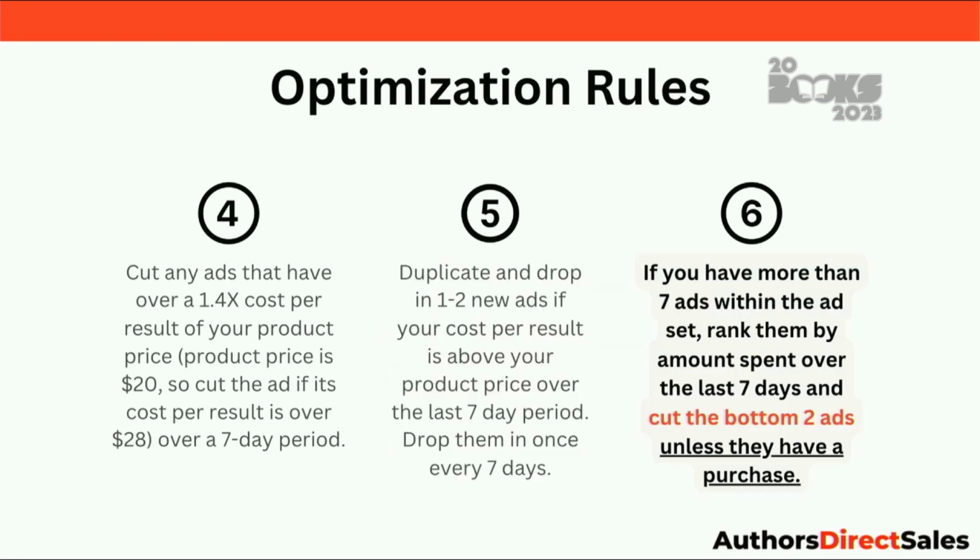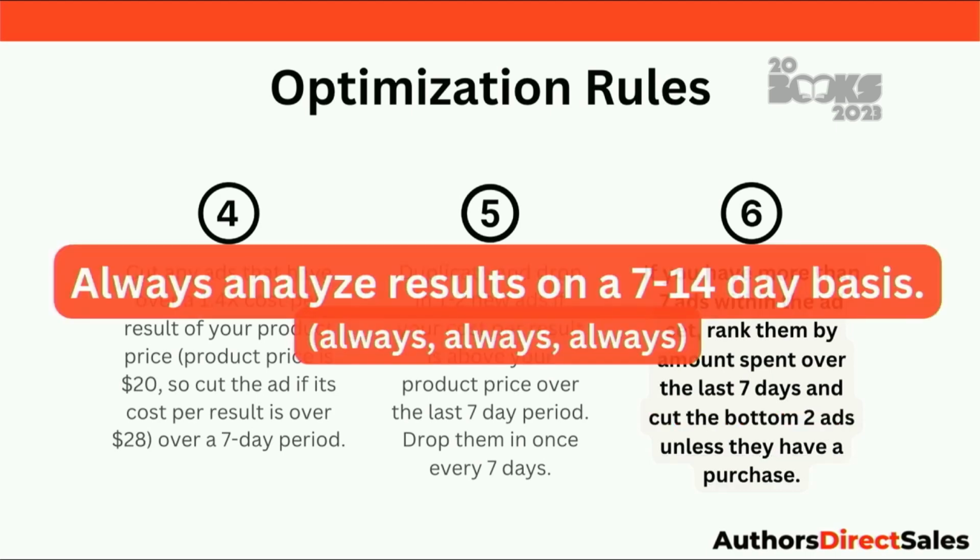If you have more than 7 ads within the ad set, rank them by the amount spent over the last 7 days, and cut the 2 bottom ads that have spent the least, unless they have a purchase. With just those few rules, you can start to scale, probably up to $100 plus per day, pretty profitably, if you're consistently looking at the Facebook ad library and making those optimizations.